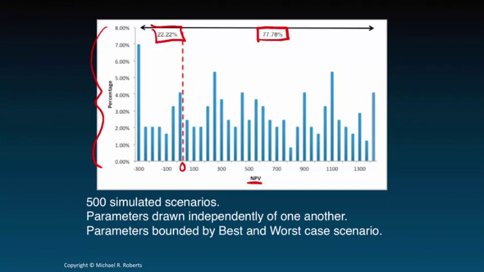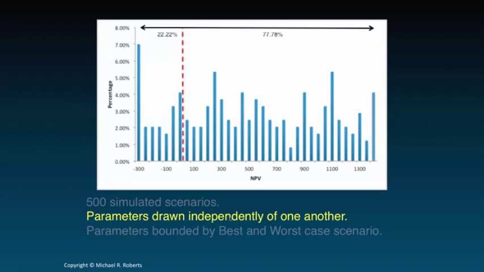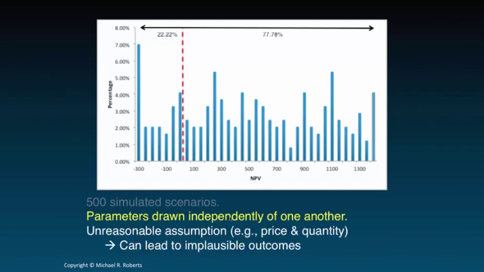That said, I want to emphasize that the parameters were drawn independently of one another, and that's not ideal. It's going to lead to some implausible outcomes, and it's not a particularly reasonable assumption, especially when it comes to certain parameter pairs such as price and quantity. That's just one. Ideally, you want to draw from some large multivariate distribution, but now we're moving way outside the scope of this course into a valuation exercise.